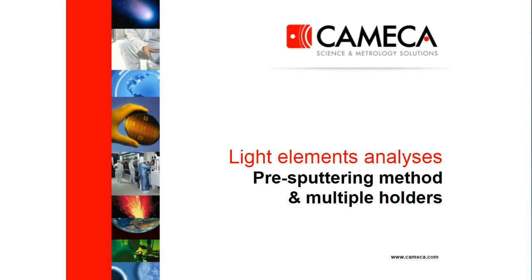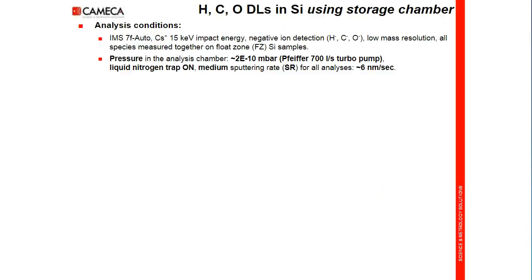I will show now measurements of light elements performed on multiple samples and holders using the pre-sputtering method. Analyses were performed using similar conditions as before. Pressure in the analysis chamber was in the low E-10 millibar, and the liquid nitrogen trap was used. All measurements have been performed using medium sputter rate conditions, around 6 nanometer per second.